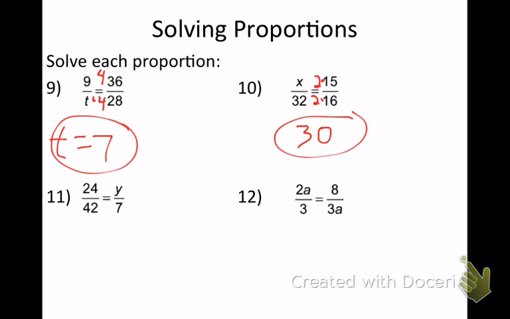Makes it easier. 11. 42 and 7. What's that number going to be there? 6. So I divide by 6. 24 divided by 6 gets me? Did you say 11? I think you're off. 24 divided by 6 is what? 4. y equals 4. Thank you.